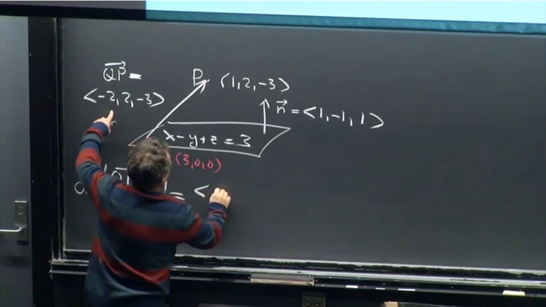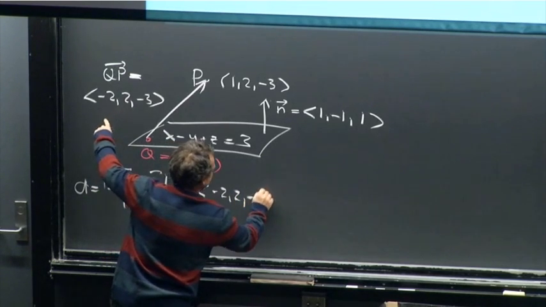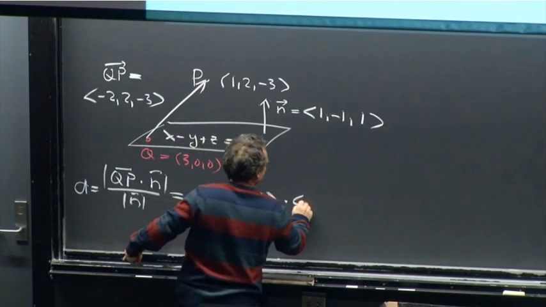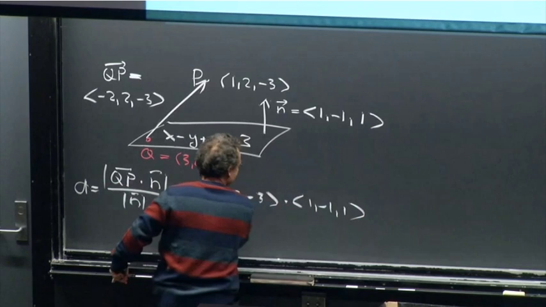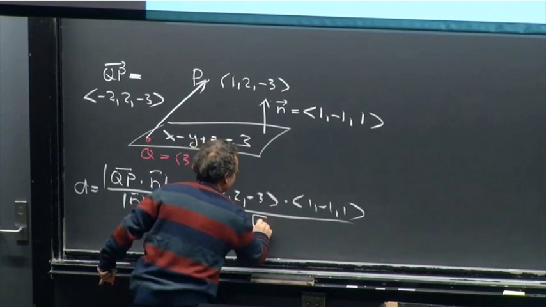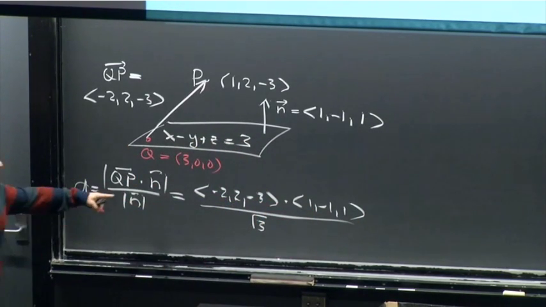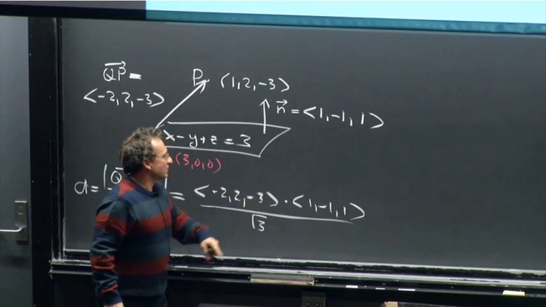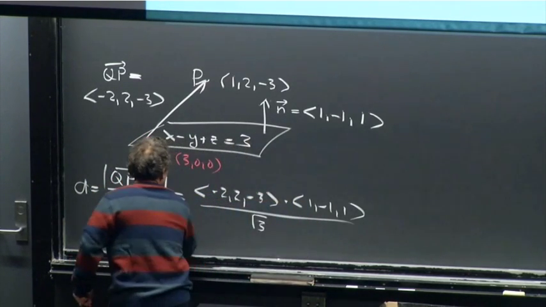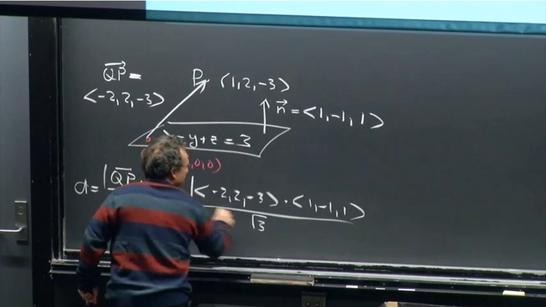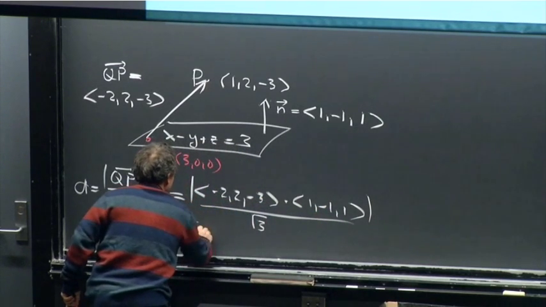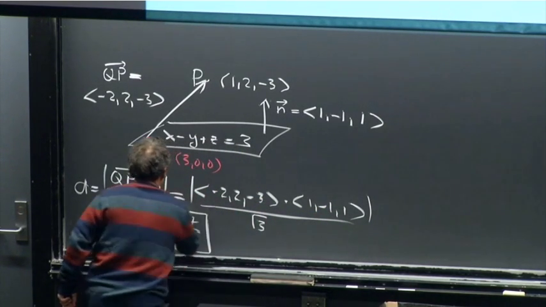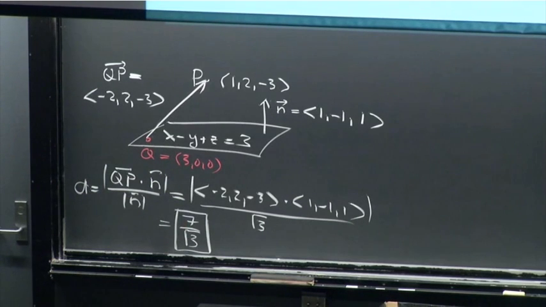So let's put that in. We have minus 2, 2, minus 3, dotted with n, which is 1, minus 1, 1, and divide by the length of n, which is square root of 3. And that we can do in our head. So it's minus 2, minus 2, minus 3, giving minus 7 over square root 3. So just double check, does this make sense? Good, so that's our first problem.